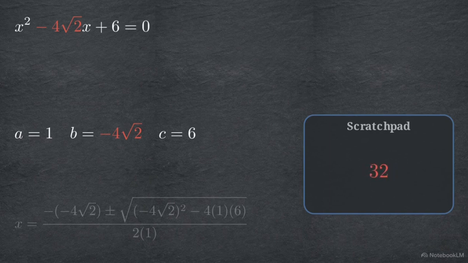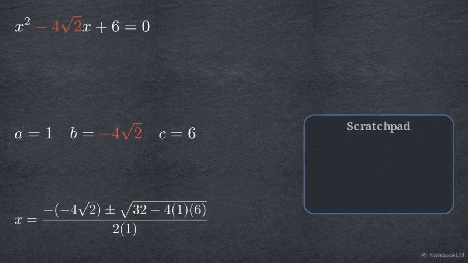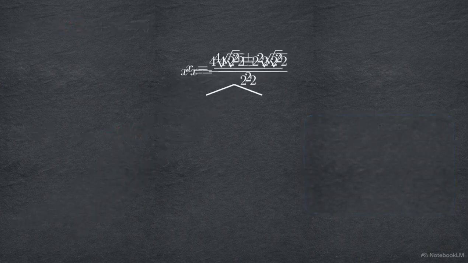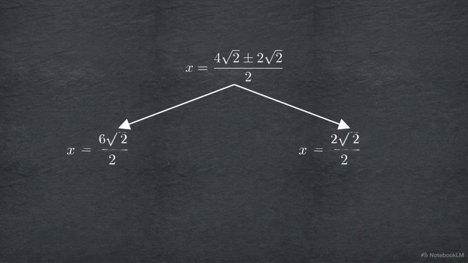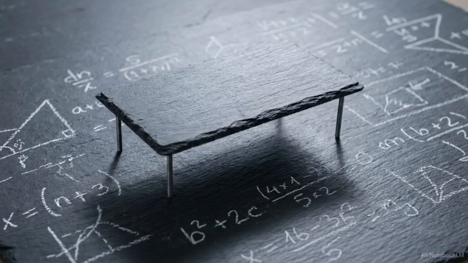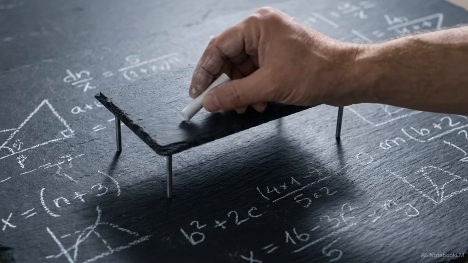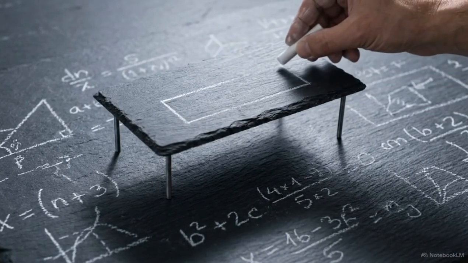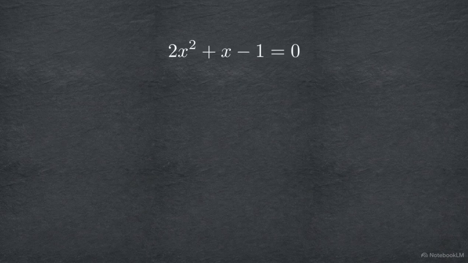We take that 32 back to our main formula, swapping out the messy term. The math inside our square root is now 32 minus 24. That gives us the square root of 8, which simplifies to 2 root 2. We hit the split. The plus path gives us 3 root 2, and the minus path gives us root 2. Even equations with complex terms are manageable when you isolate the individual calculations and solve them one small step at a time. Let's run through one final example quickly.